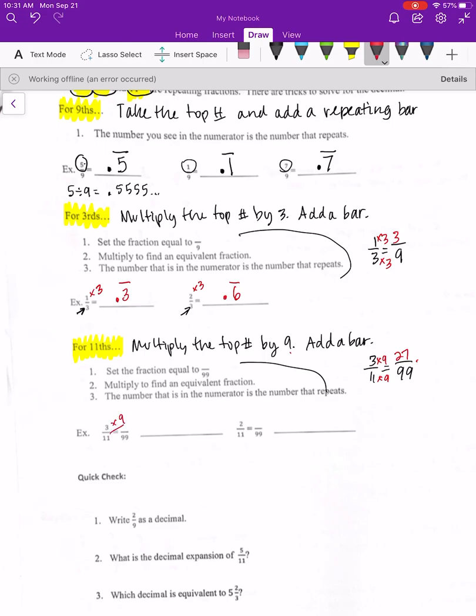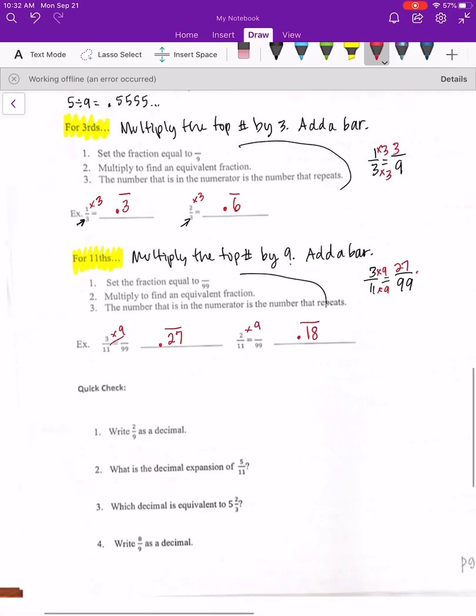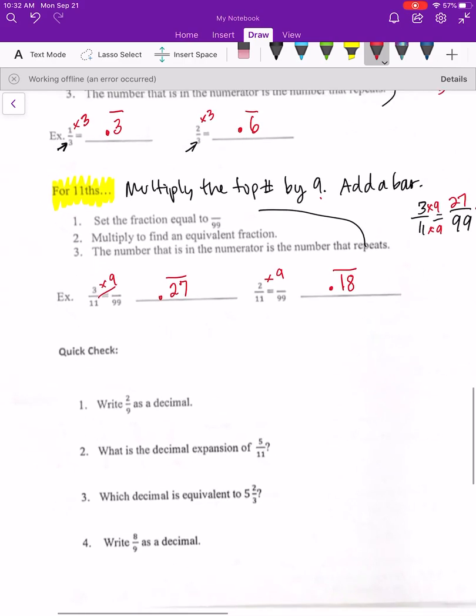3 times 9 is 27. Add a decimal point, add a bar. Multiply by 9. 2 times 9 is 18. Add a decimal point, add a bar. That's it. All right, so let's do a few quick checks to see.